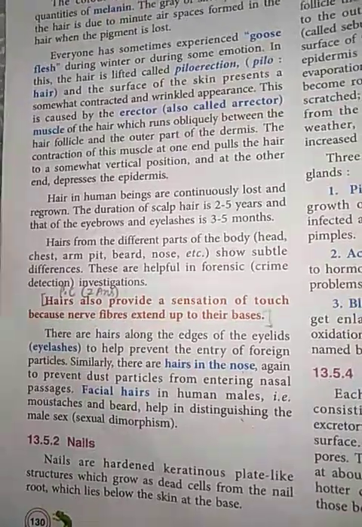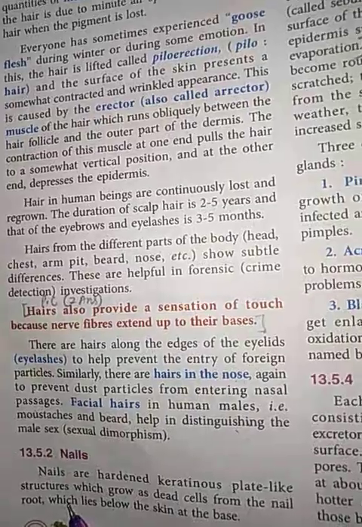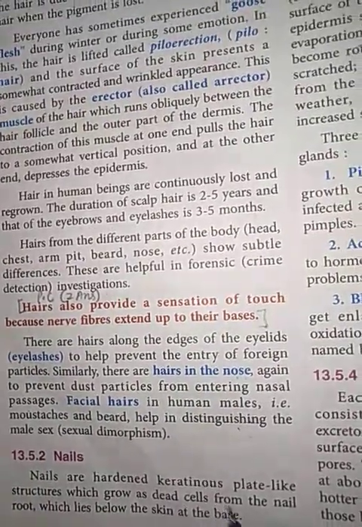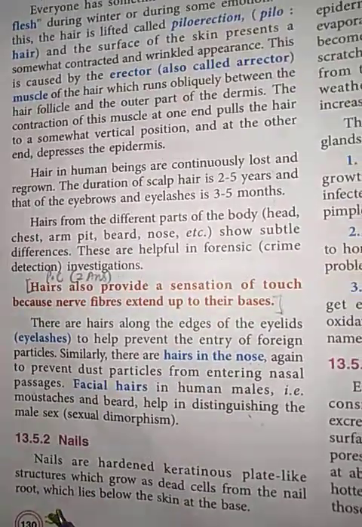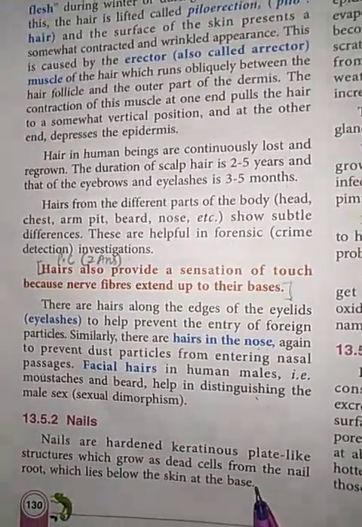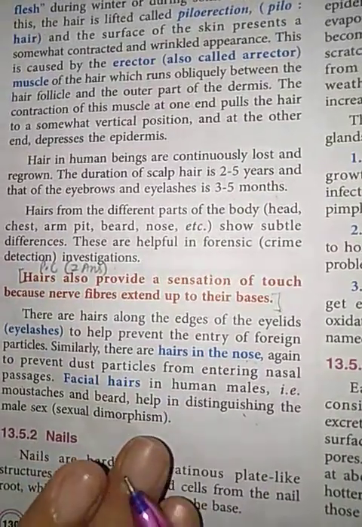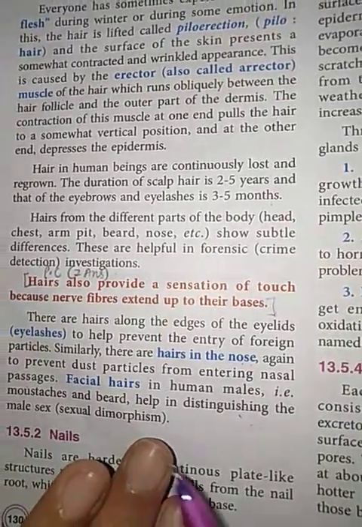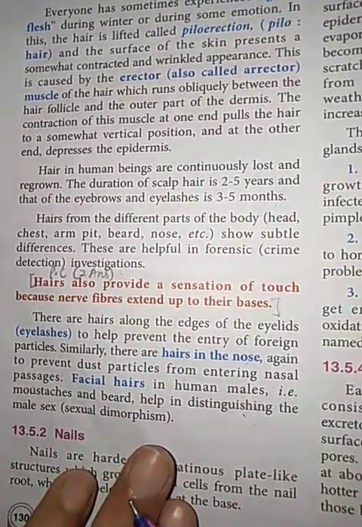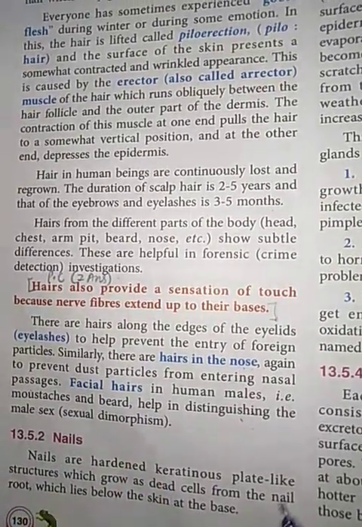What are nails? Nails are hardened keratinous plate-like structures which grow as dead cells from the nail root, and this nail root lies below the skin at the base. Now you can see these are the hard keratinous dead plate-like structures, and these are the nails. And nail bed means it is the root of the nail which lies below the skin at the base.